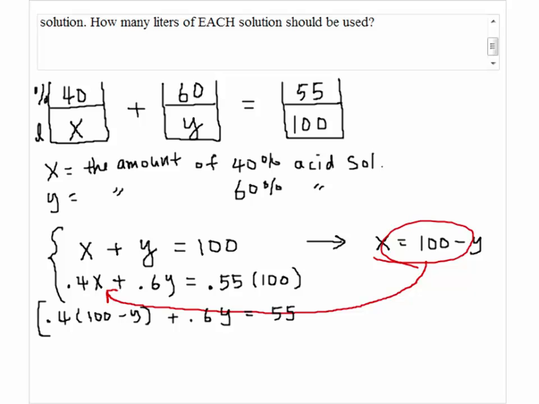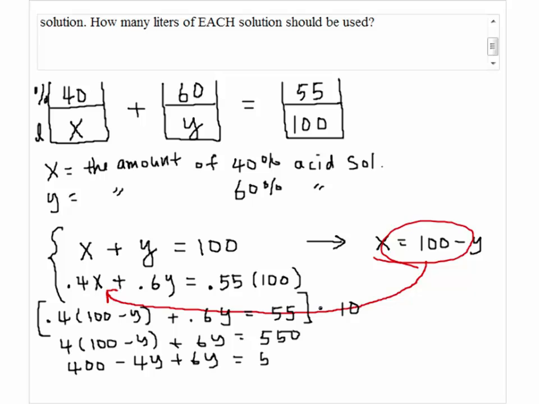By multiplying by 10 on both sides, we can eliminate the decimal points. So we have 4 times (100 minus y) plus 6y equals 550. So 400 minus 4y plus 6y equals 550. By combining like terms, we have 400 plus 2y equals 550.